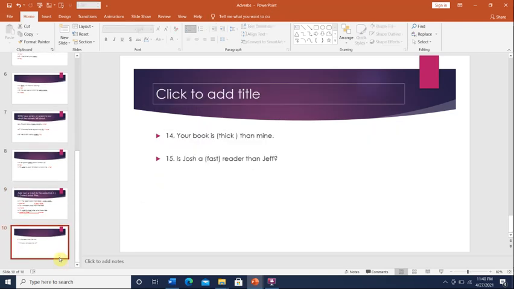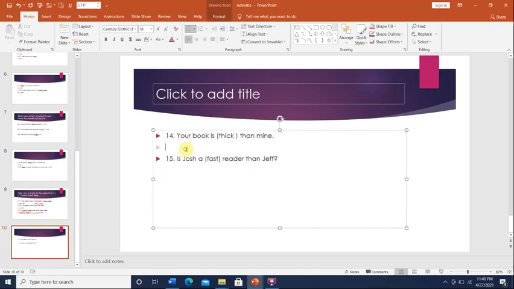Your book is thick than mine. We are comparing two books. So we will add er. Your book is thicker than mine. Is Josh a fast reader than Jeff? Is Josh a faster reader? Why did we write faster? Because we're comparing Josh and Jeff. So instead of fast, it will be faster.